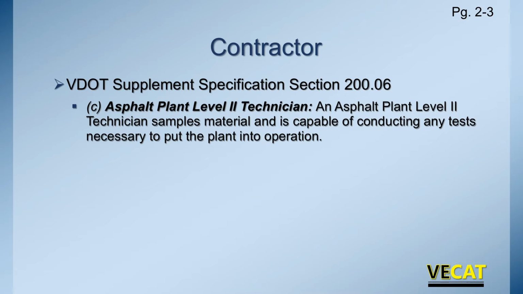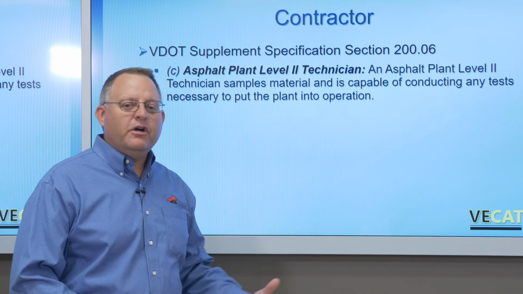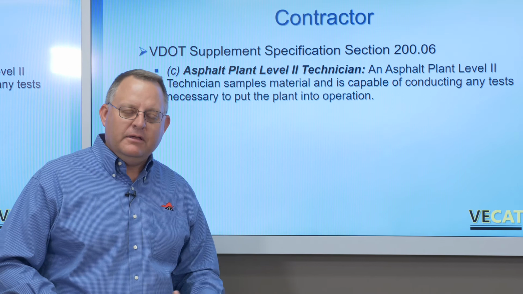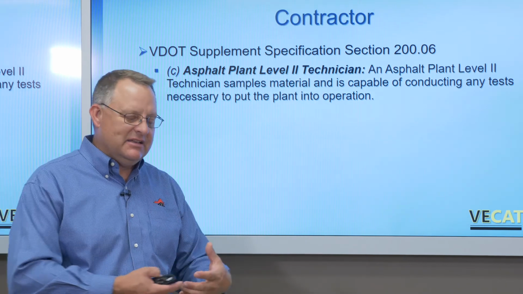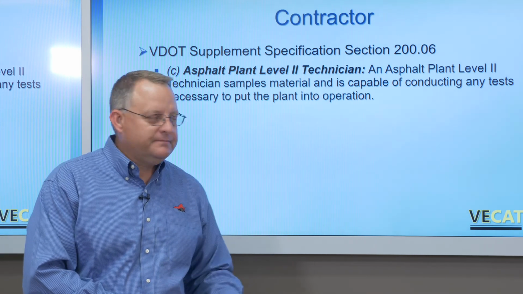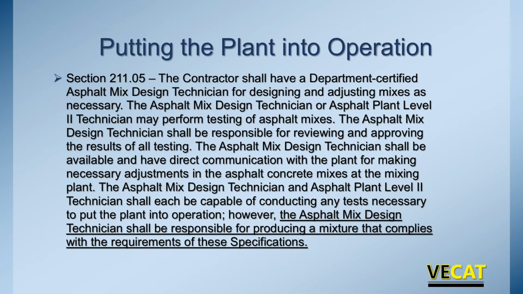So let's look at the contractor. If you look in the VDOT supplemental specification section 200.06, it says an asphalt plant level 2 technician samples the materials, which is the same as level 1, and is capable of conducting any tests necessary to put the plant into operation. Those are your volumetric tests, your AC content, your gradation. So not only can you pull a sample and quarter it down, you can take it in the lab and test it to see does that material that went through the plant meet specifications to be shipping to projects. What does putting the plant in operation mean?